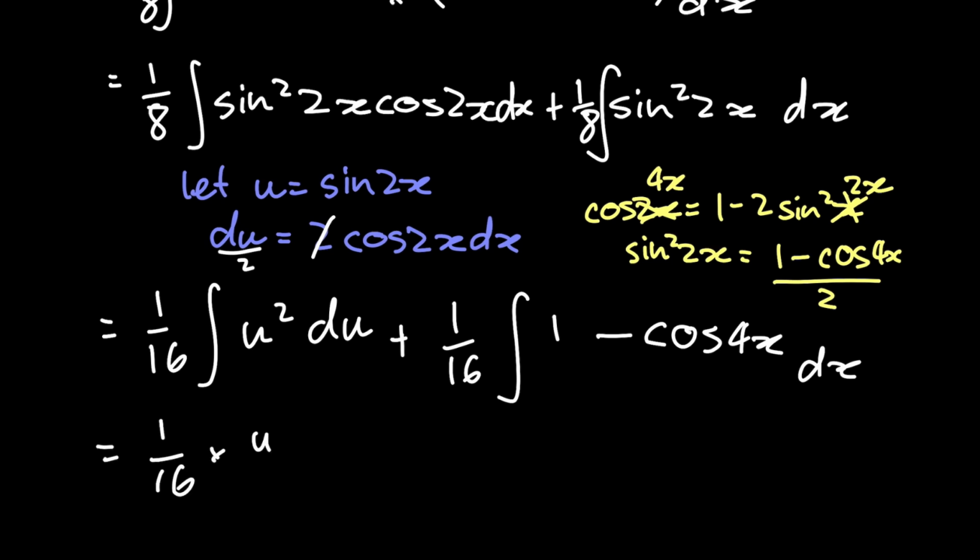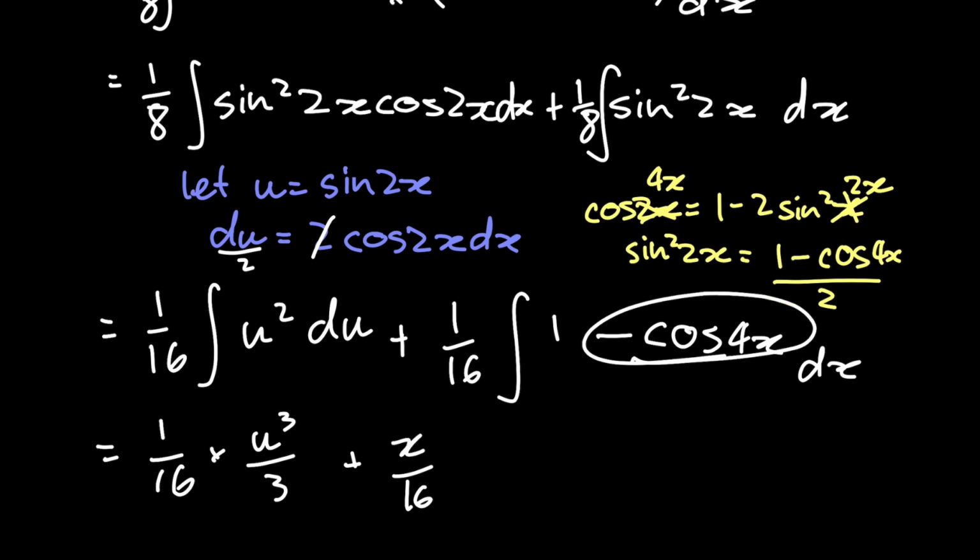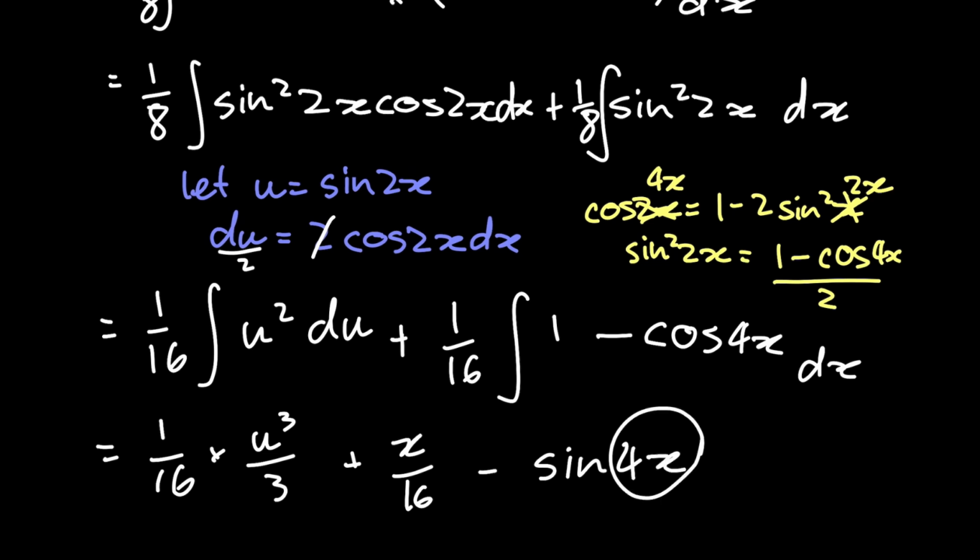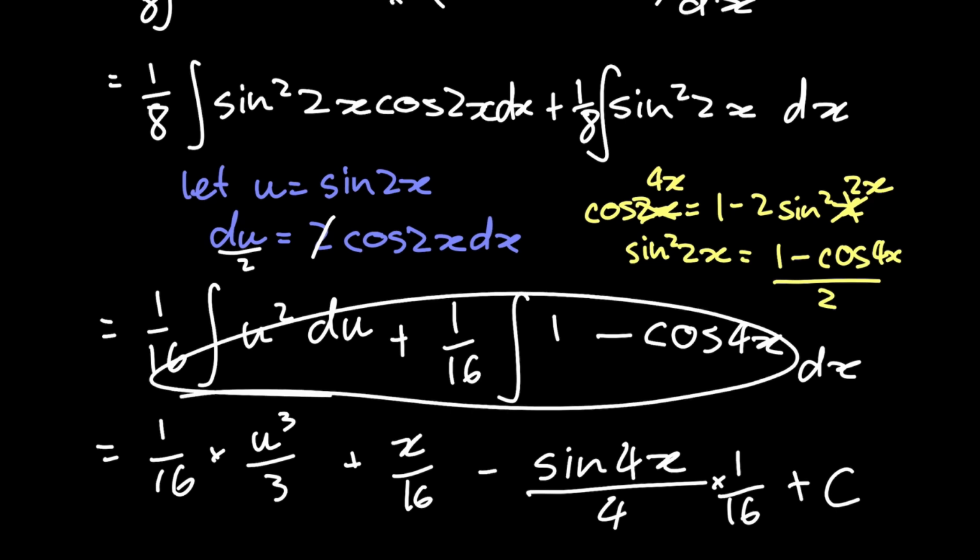Okay, so carrying on with our integration, we have 1 over 16, and then the integral of u squared we know to be u cubed over 3. And then if we turn our attention to this integral, we have the integral of 1, which is just going to be x. So it's 1 over 16 times by x, or just x over 16. And then the integral of negative cosine of 4x is going to be negative sine of 4x divided by the derivative of the argument. So that's divided by 4. And then, of course, that's still multiplied by what was outside. And then don't forget the constant of integration plus c, because we now have no integrals left over.